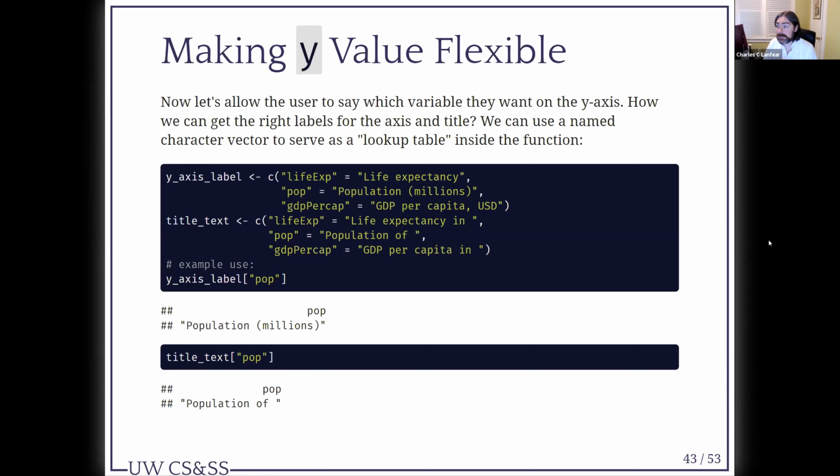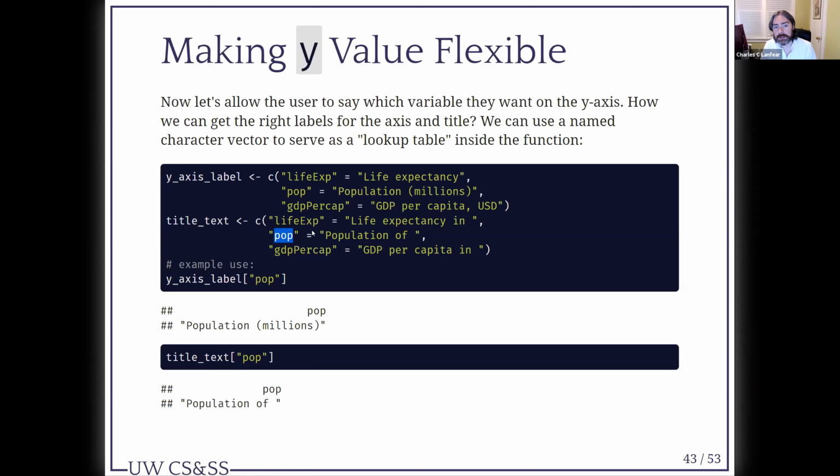The reason for this is the labels that I want, for instance, on my Y-axis and my title are not just the variable names in the data. I actually need to dress them up a little bit. So the variable in the data, for instance, is life exp, but I want the label on the Y-axis to be life expectancy. The variable is population, but I want it to say population in millions. And GDP per cap is the variable, but I want it to say on the Y-axis label, GDP per capita in US dollars, right?